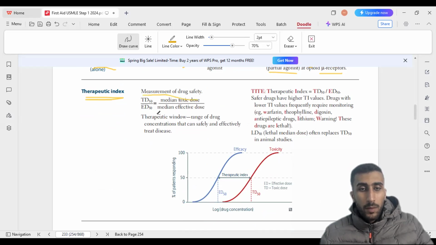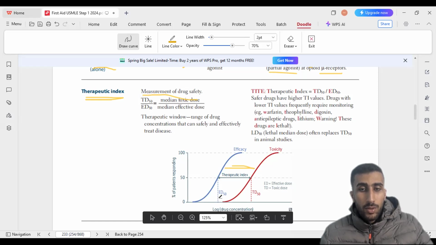So it's going to be the median toxic dose over the effective dose. Up here we have the toxic dose, and down here we have the effective dose, and the difference between them is the safety margin for our drug, the therapeutic index. So this is the red curve for the toxic dose, the toxicity, and this is the blue curve for the efficacy, and between them is the therapeutic index.